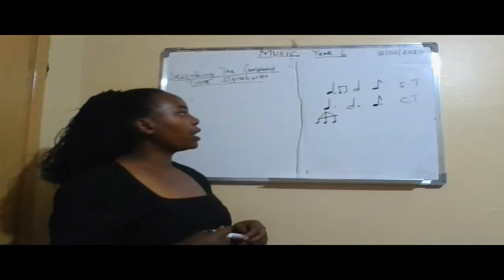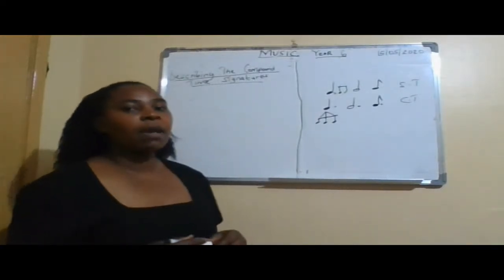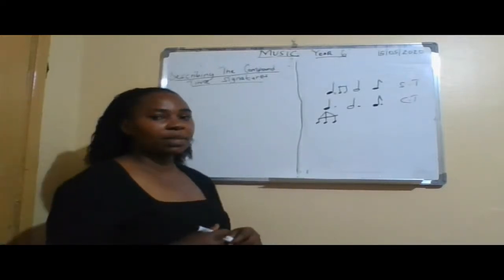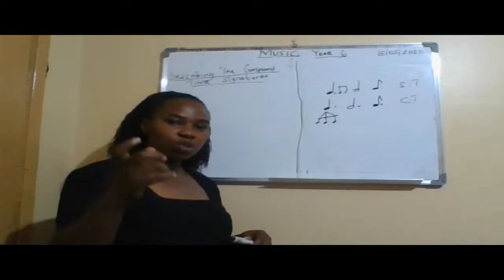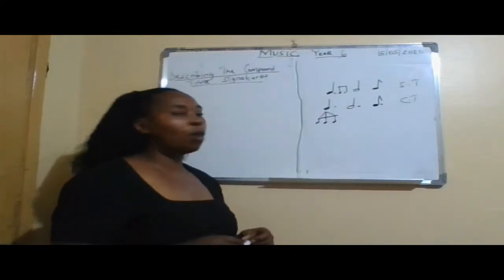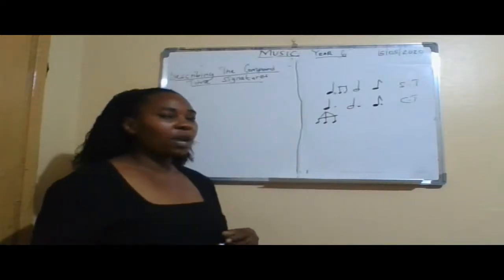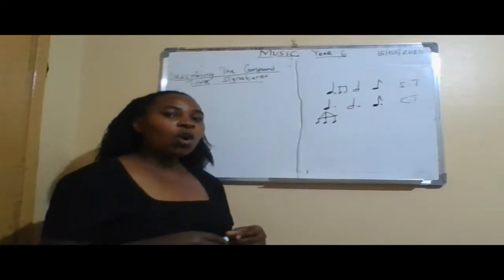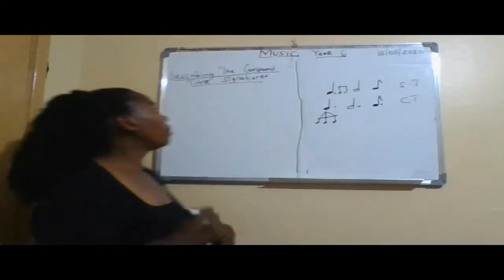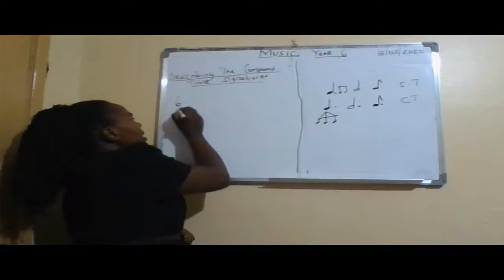Now, today I want us to look at how to describe the time signatures, that is compound time signatures. Remember, we have duple, triple, and quadruple in both simple time and compound time. So we are going to begin with compound duple time. The first one I want us to look at is 6/4.